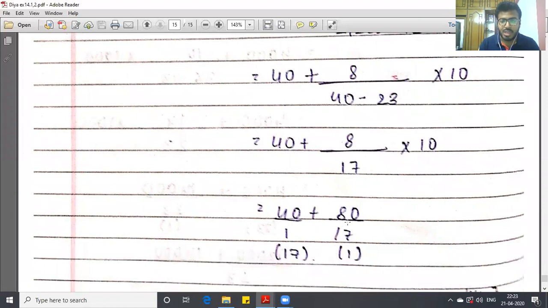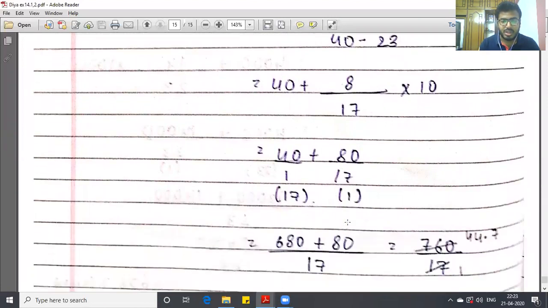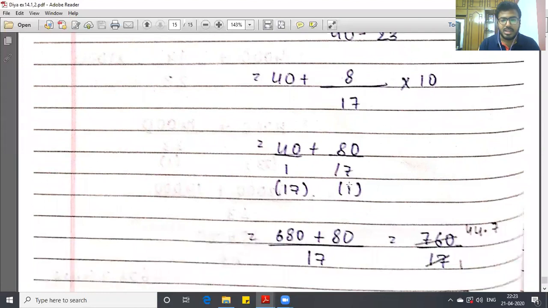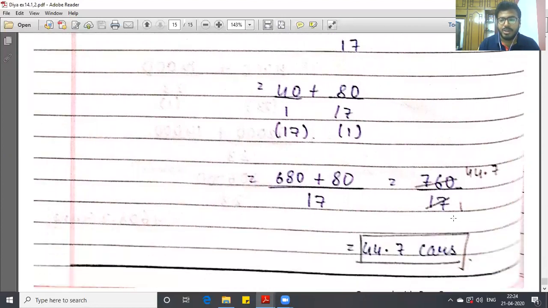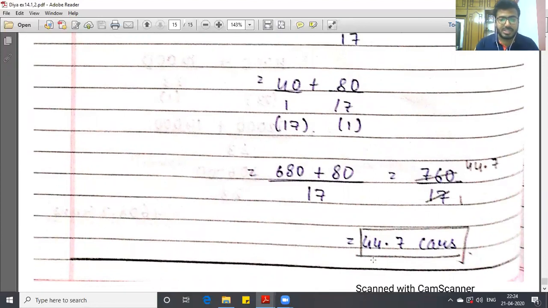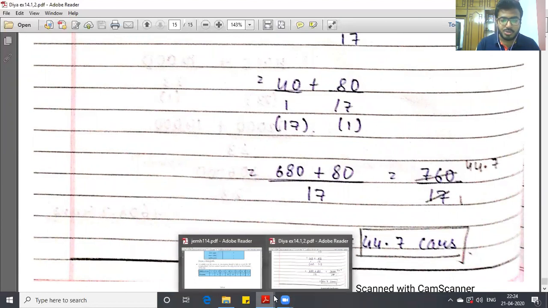That is also a good way. Or you can take the LCM. So LCM, if you are taking, that is 17. So 40 into 17, that is 680. 17 into 1, so 80 into 1 is 80. So 680 plus 80 divided by 17. So 680 plus 80 is 760 upon 17. So the answer you get is 44.7. So the mode is how much? 44.7. So here we finished the exercise 14.2.